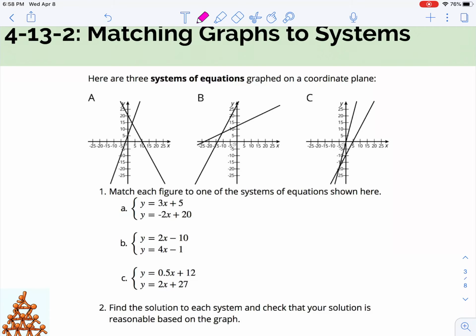Okay, so here are systems of equations graphed on a coordinate plane. Systems of equations just means you have, like over here for A, 2 equations and they are interacting with each other in the sense that they cross at some point and they share a solution at that point. That is their solution. They cross somewhere. So what they want you to do for number 1 is match each picture A, B, and C with each set of equations.